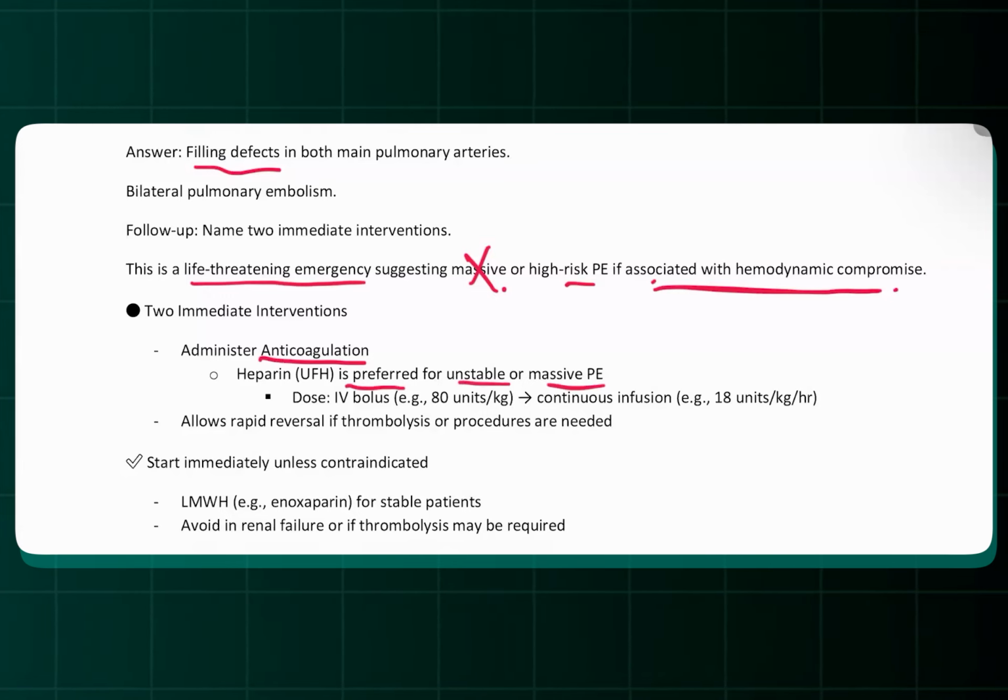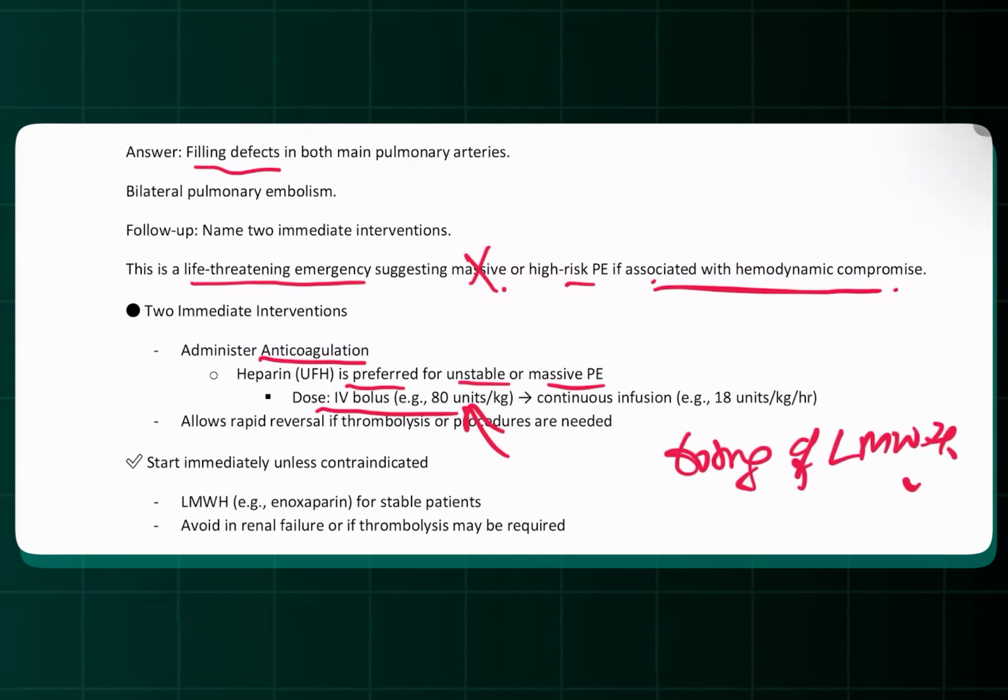So IV bolus equal to the body weight. Whatever body weight is there, you give those milligrams. Maybe if it is a 60 kg man, give 60 milligrams of a low molecular weight heparin. If it is 80 kgs, give 80 milligrams. Allows rapid reversal if thrombolysis or anything is needed. Start immediately unless contraindicated. So enoxaparin is good for stable patients.